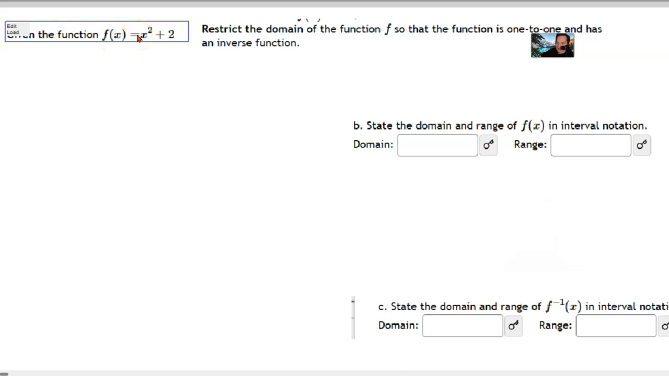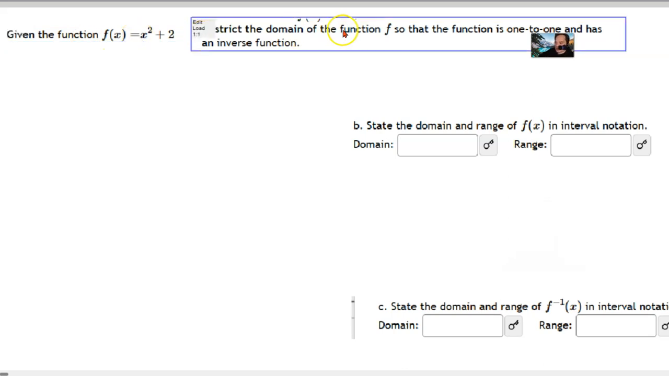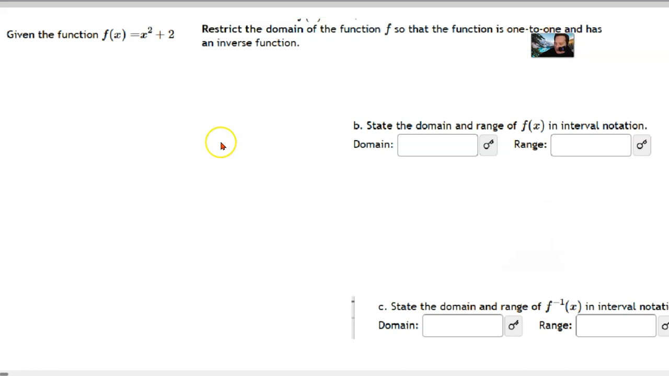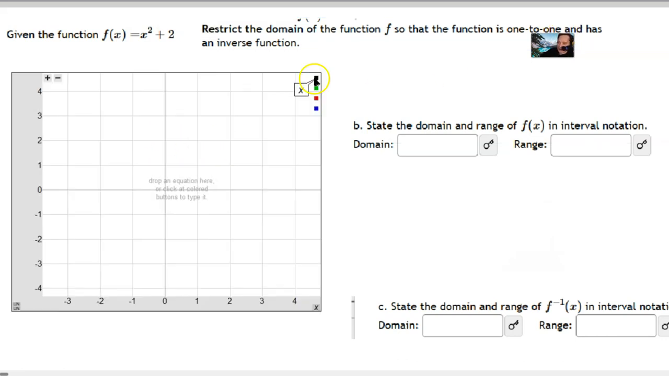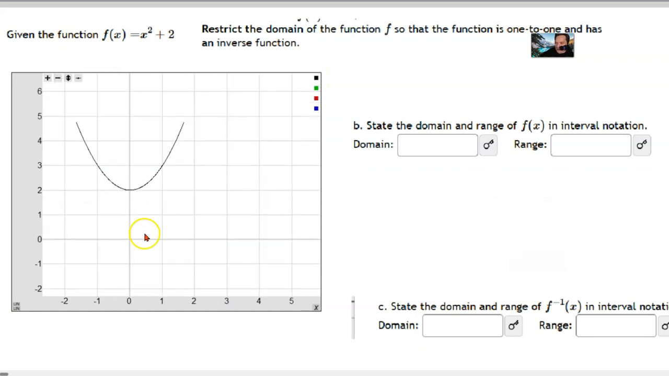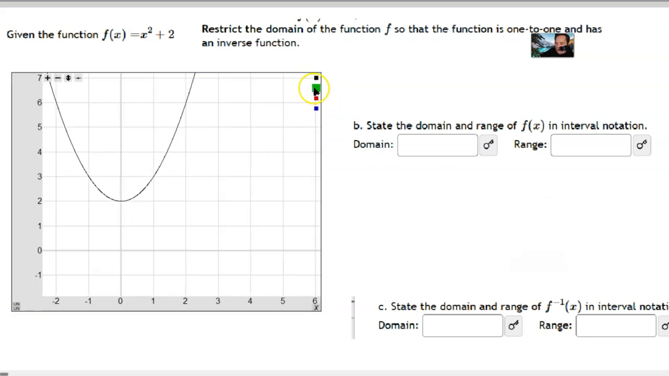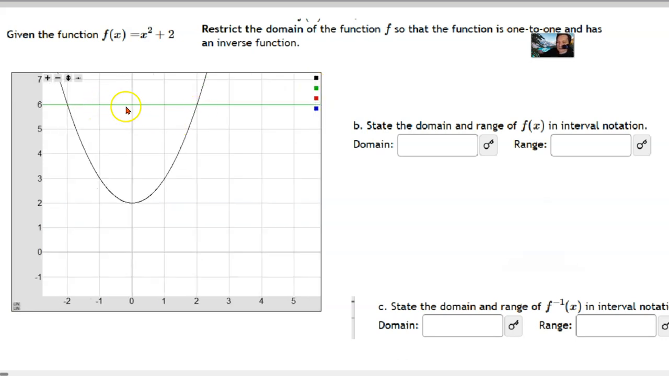Given this function f of x equals x squared plus 2, restrict the domain of the function f so the function is 1 to 1 and has an inverse function. Let's just look at a picture here first. x squared plus 2, so this is the picture. Notice at first, if you pass a horizontal line through the graph, like y equals 6, it's not 1 to 1 because it fails the horizontal line test.